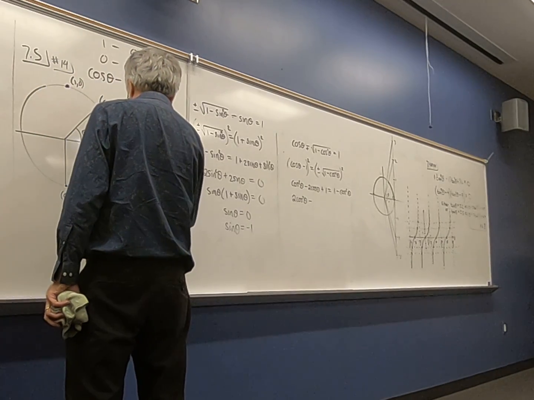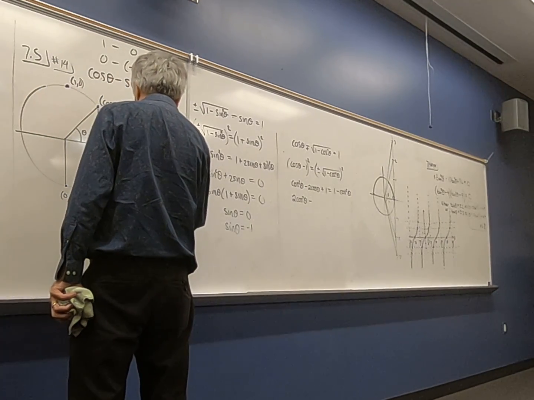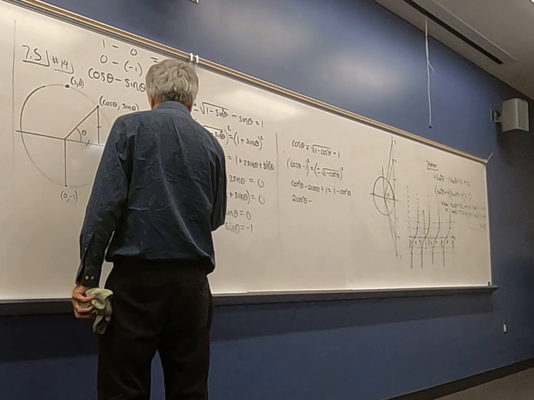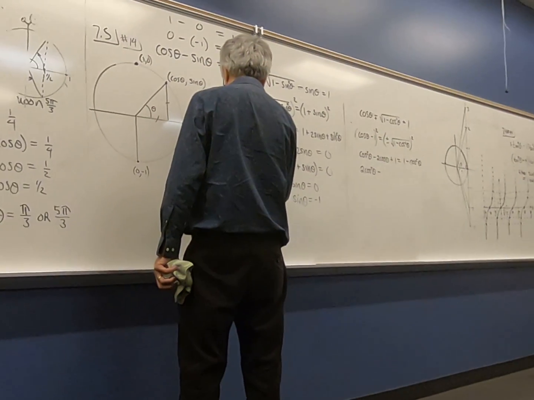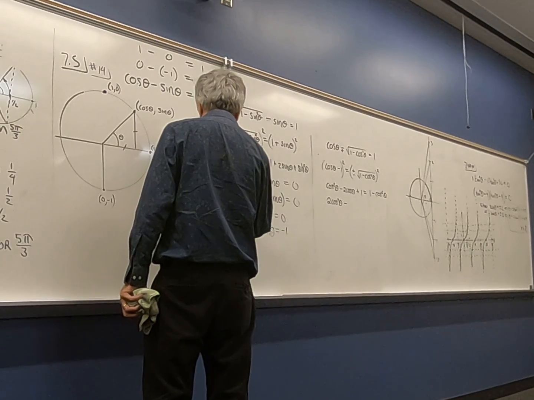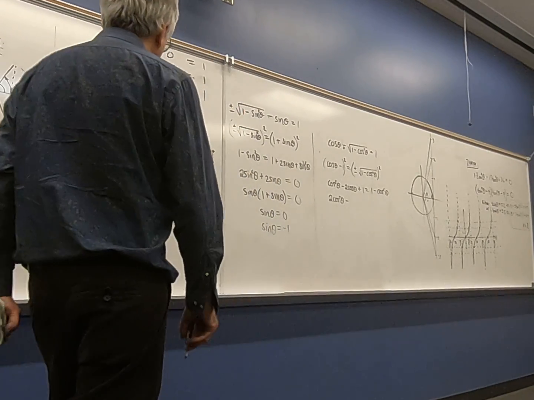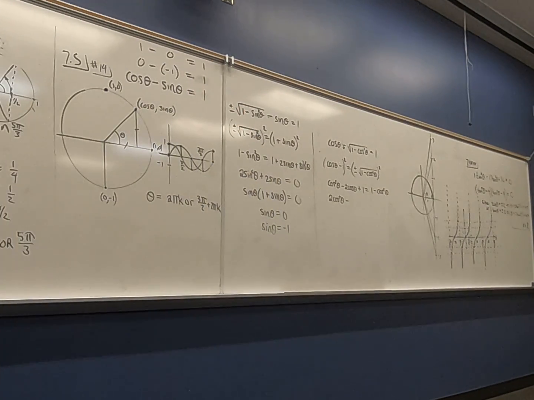Well, theta is equal to any multiple of 2 pi, or 3 pi over 2 plus any multiple of 2 pi. Put a k there. All right, well, that was a weird one, huh? That was number 14.